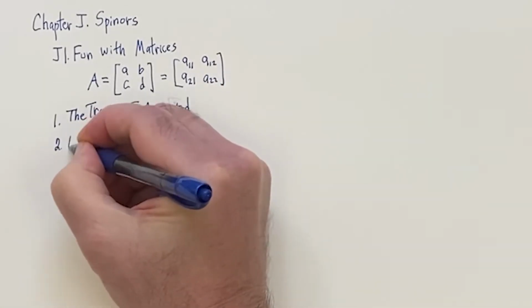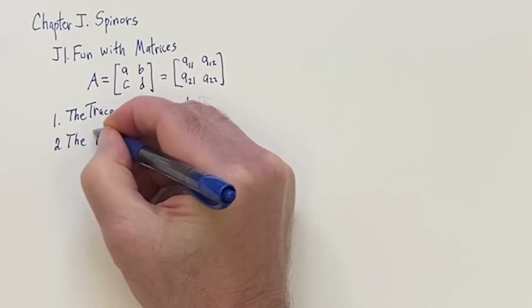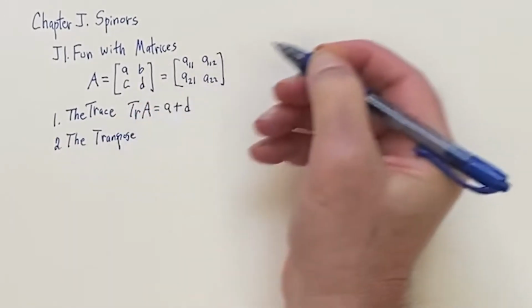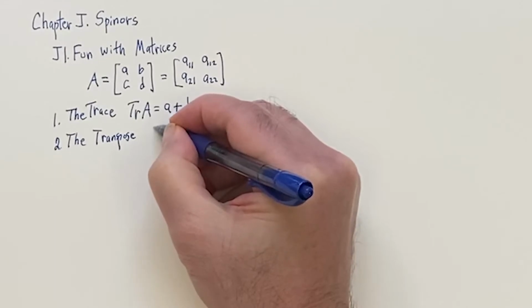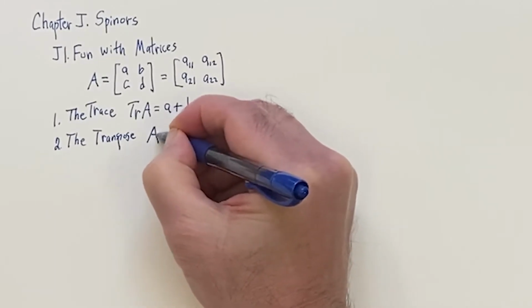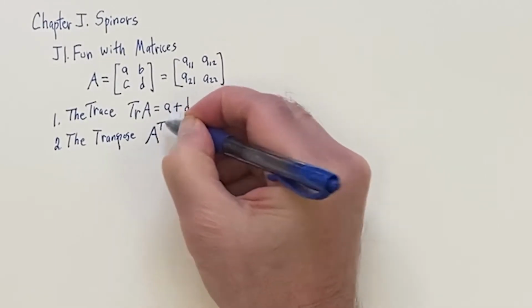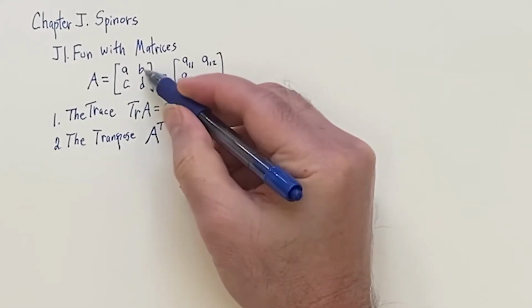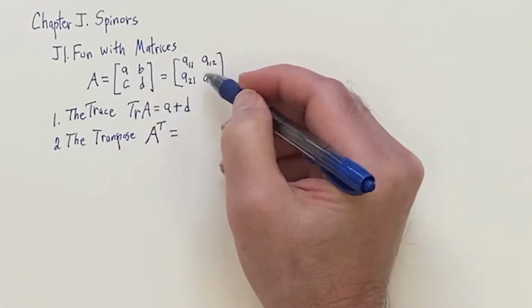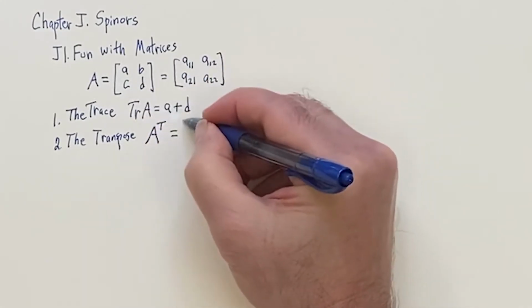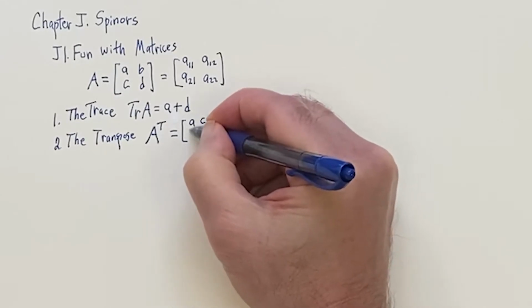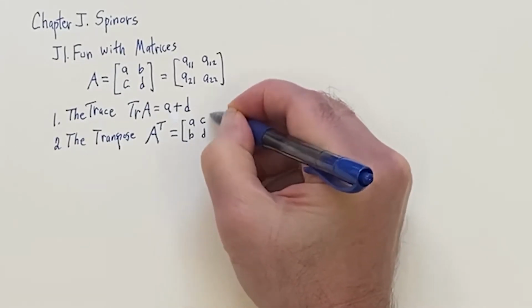2, the transpose. Now for the transpose, we put a little T for transpose as a superscript, and that means to take the off diagonals and flip them, so swap them. So this is A, C and this is B, D.